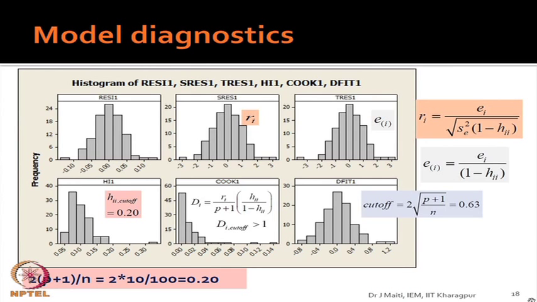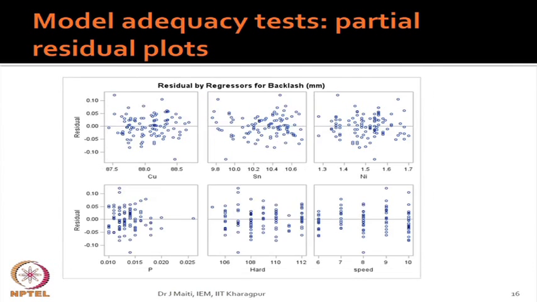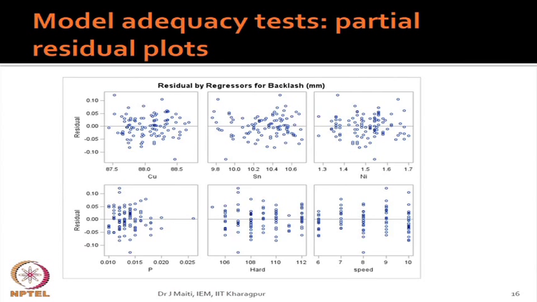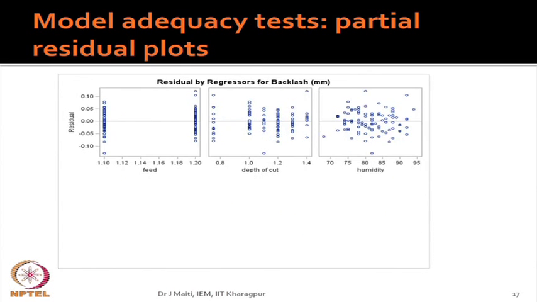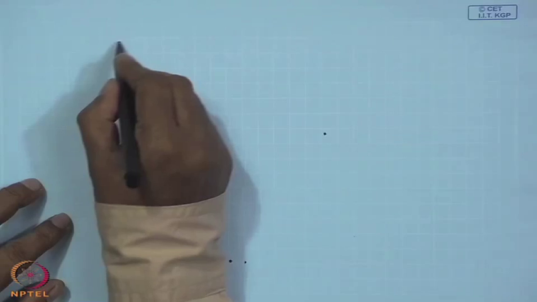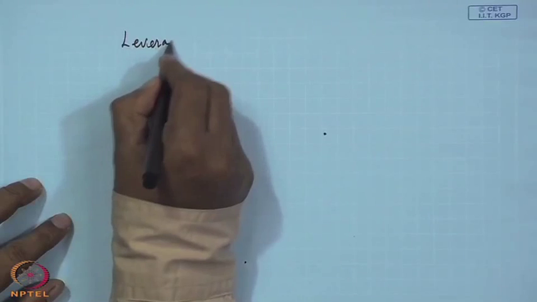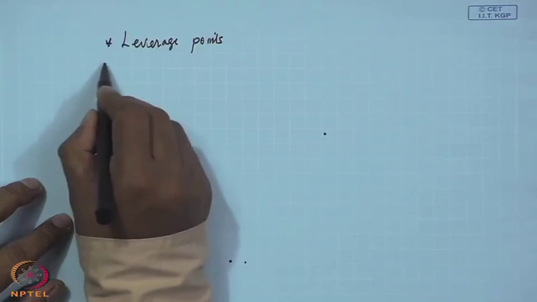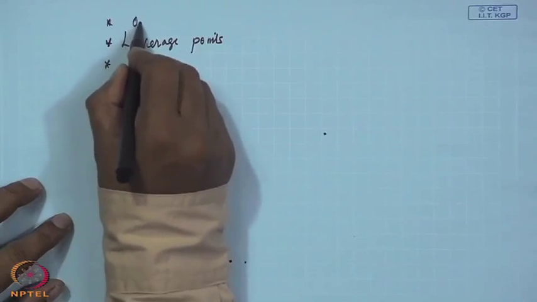Then, apart from these four tests I have shown you earlier, that is your probability plot, fit versus residual, observation order versus residual, and your partial residual plot, there are certain other statistics to find the leverage points. Can you remember leverage points? There are leverage points, there are outliers.